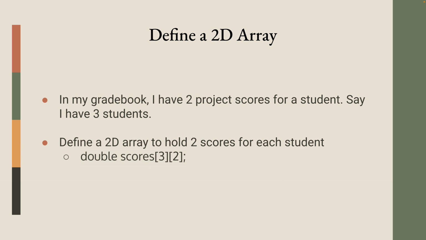In my mind, it's easier to visualize it like if we had student 0, student 1, student 2 as rows, and then project 1, project 2 as columns, and then it creates a 2x3 grid. So what this is saying, the number we put in the first bracket is the number of rows. The one we put in the second bracket is the number of columns.